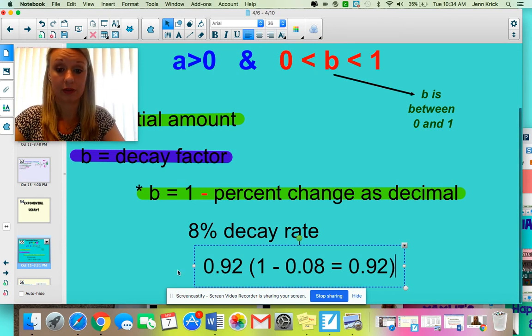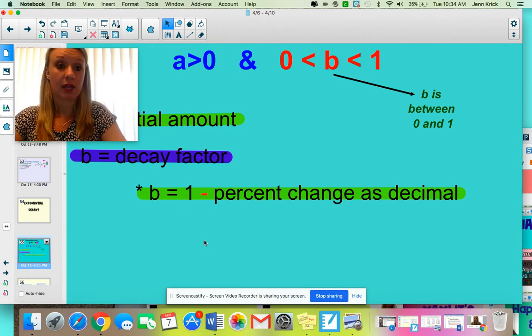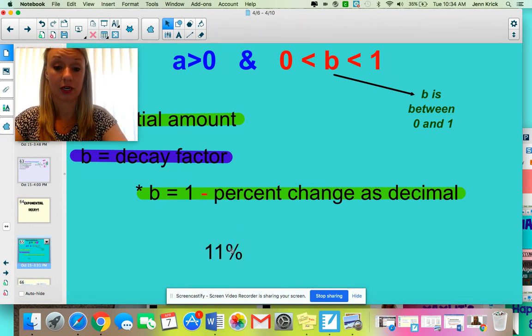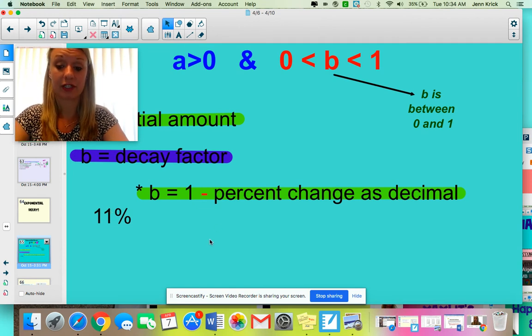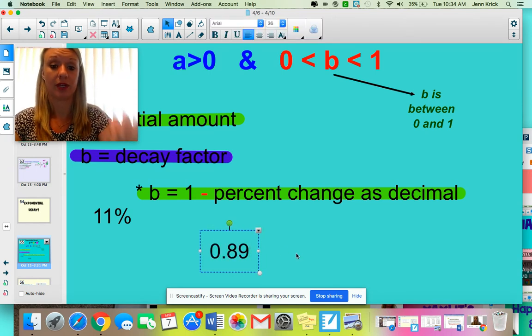Just to give you another example, let's say that my business had an 11% decrease in revenue over the course of the year. That means that my decay factor would be 0.89 because 1 minus 0.11 would be 0.89.